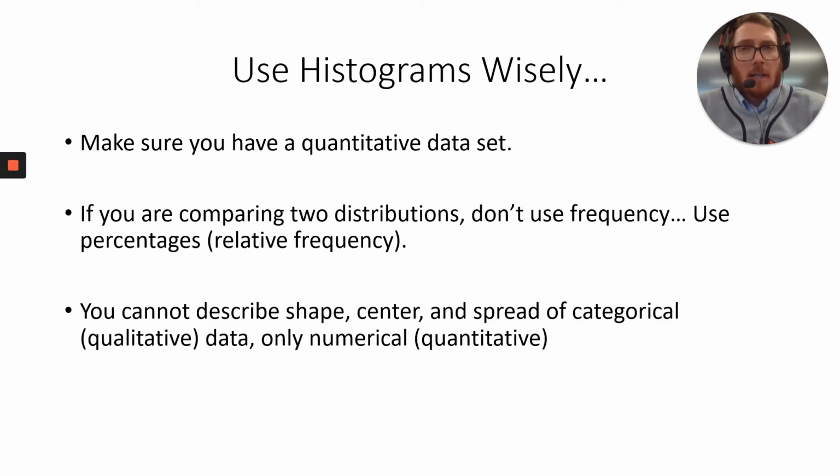Just a few words of caution about histograms. Make sure that they're from a quantitative data set. They have to be numerical. Anytime you're trying to look at two data sets and two distributions and compare them, make sure that you're not using frequency to compare how tall each group is, because if one group has a lot more people, you don't want to see if the distribution has more people. You want to see how spread out the data is, if it makes the bell-shaped curve or if it's skewed. Don't use frequency, use relative frequency, which is another way to say use the percentages of each group. And then you can't describe shape, center, and spread of categorical data. You have to do that only from numerical data, which is what the histogram can do for you.